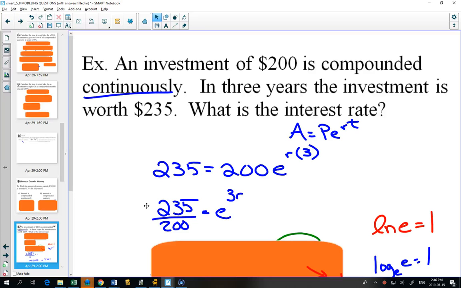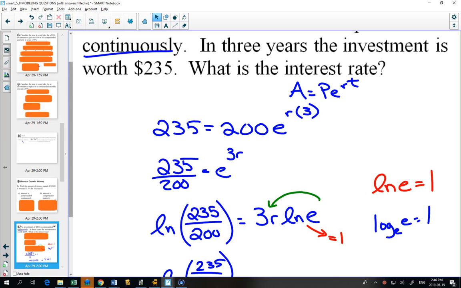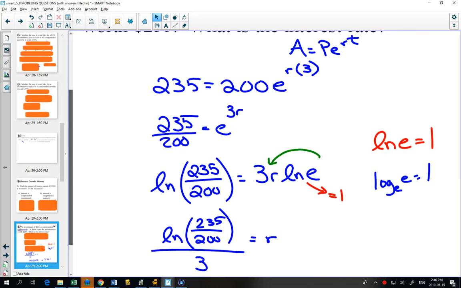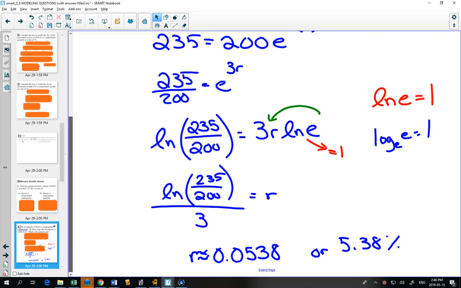It will still work if you take the log of both sides, but if I take the natural log of both sides, the 3r can come out in front, and the natural log of e is just equal to 1. And so when I want to solve for r, all I have to do is divide by 3, plug that into my calculator, and get a value for r.